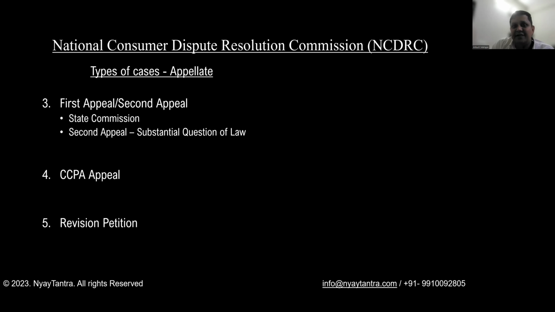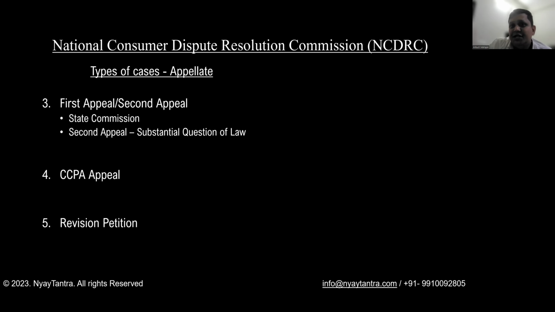Then the second appeal refers to a scenario where the first appeal was decided by the state commission, and the party still intends to challenge the appellate order of the state commission before the NCDRC in the form of a second appeal. It is important to understand that a second appeal must include a substantial question of law, otherwise it is going to be dismissed.